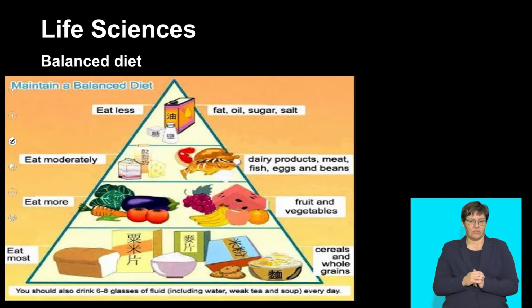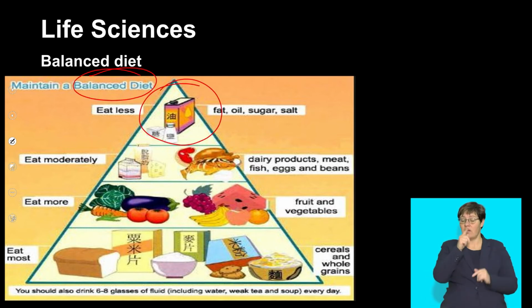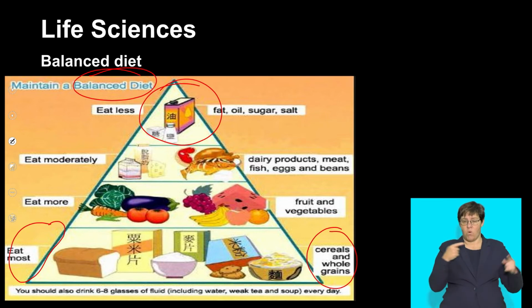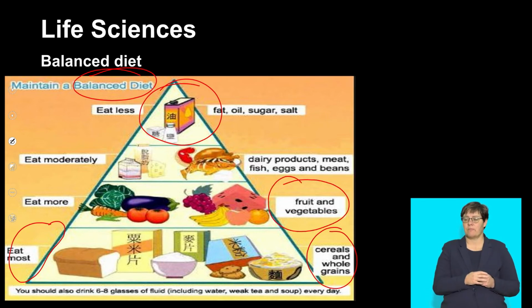This triangle essentially forms the pyramid when we're talking about maintaining a balanced diet. The foods at the top should be consumed less of, and the foods at the bottom are what we should consume more of. So we talk about having lots of cereals and whole grains, which should be a larger proportion. We should also have fruit and vegetables, which are important for our vitamins, important nutrients and antibodies.